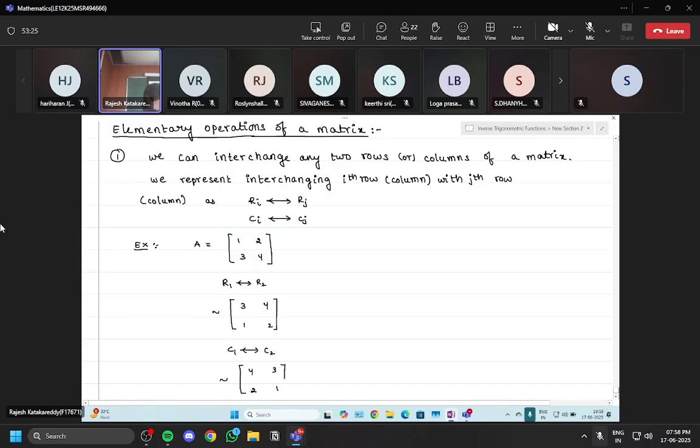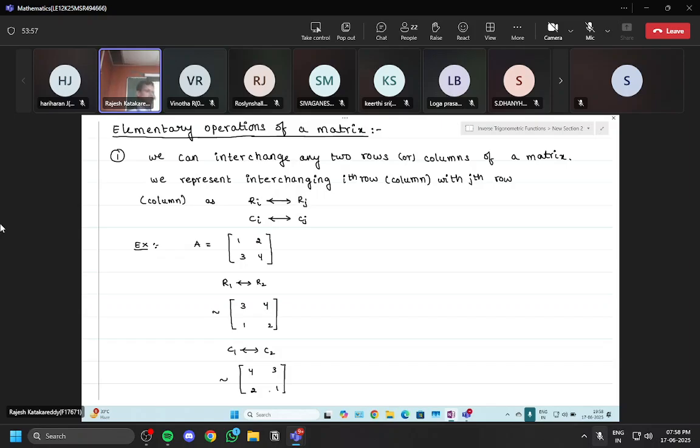Observe one thing: when I make a change in a row, I write it row-wise. When I make a change in a column, I write it column-wise. Please make that a habit. Clear? Understood? The first elementary operation we learned is that we can interchange any two rows or any two columns of a matrix. We represent it as R1 interchanging with R2, and column 1 interchanging with column 2. Any doubts?